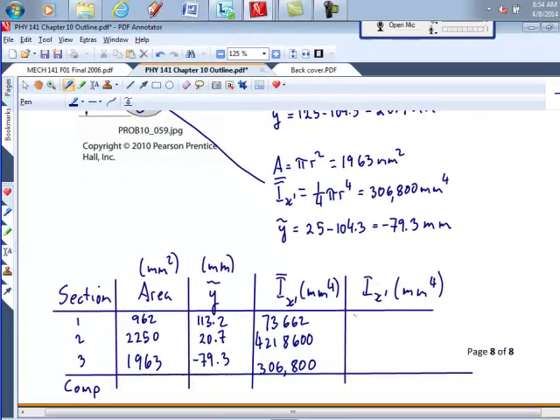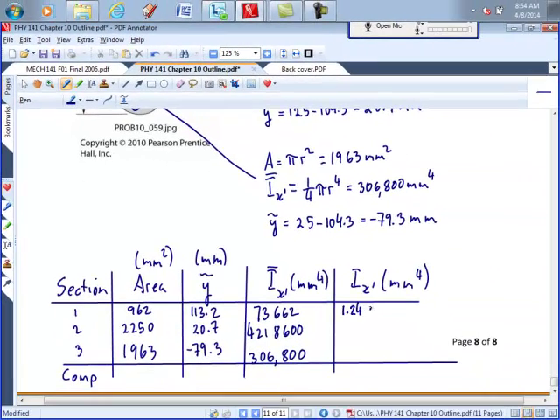Okay, that's what I have. 1.24 times 10 to the 7. And the next one, 5.18. Okay, that's the bottom one, right?